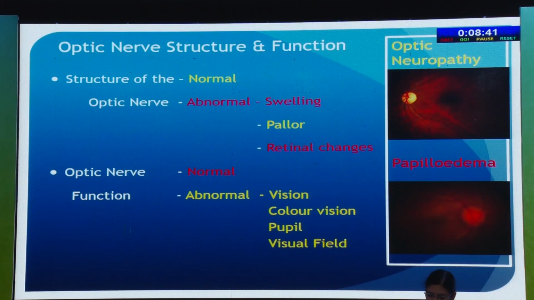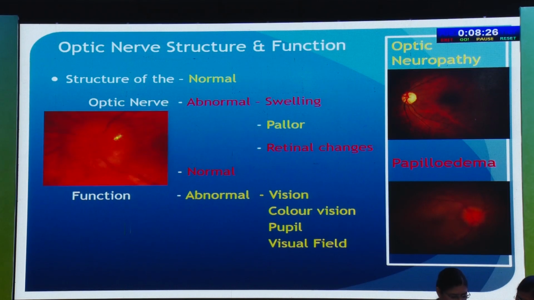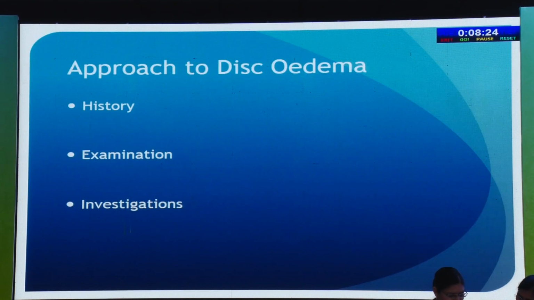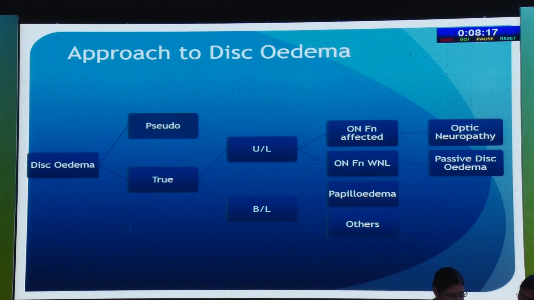Of course, you can have a normal looking disc with reduced function. It's an optic neuropathy, and Dr. Kalai has just covered papilledema in detail. So in one situation, you have normal appearance with reduced function. Here, abnormal appearance but normal function. But here we're dealing with abnormal appearance and abnormal function. So approach is just like any case: history has a great role, and examination and investigations.